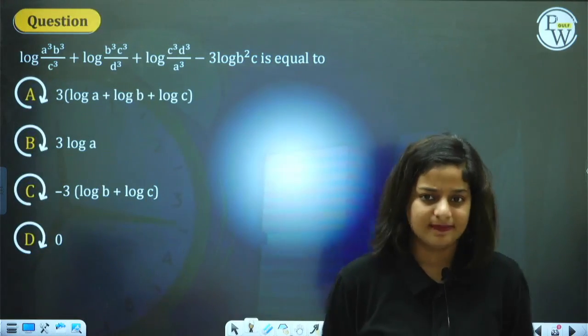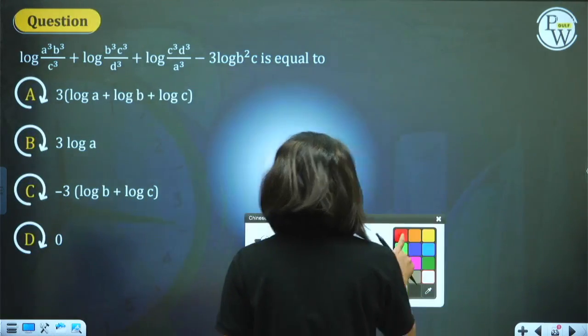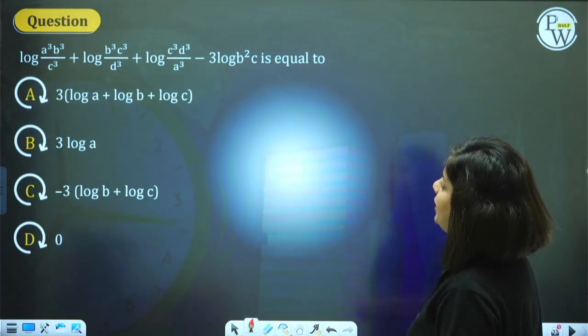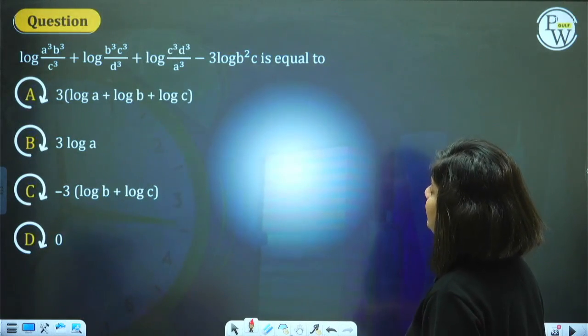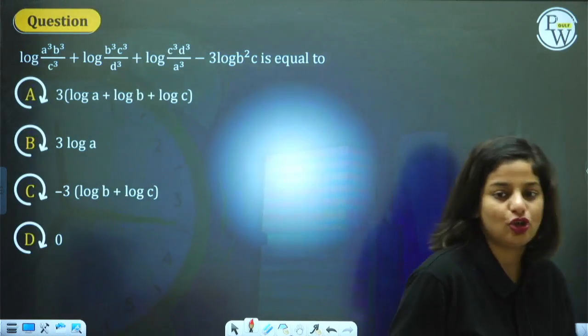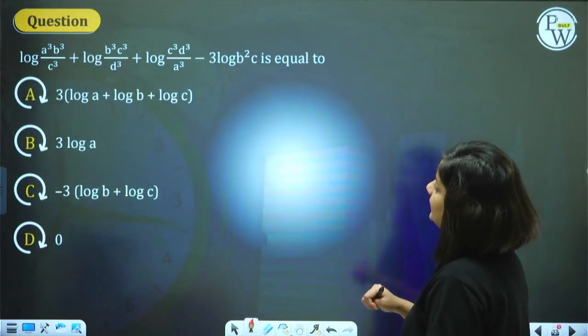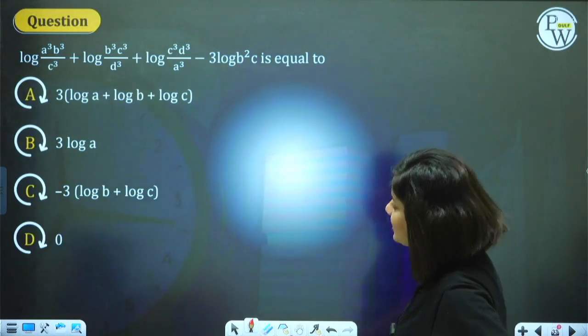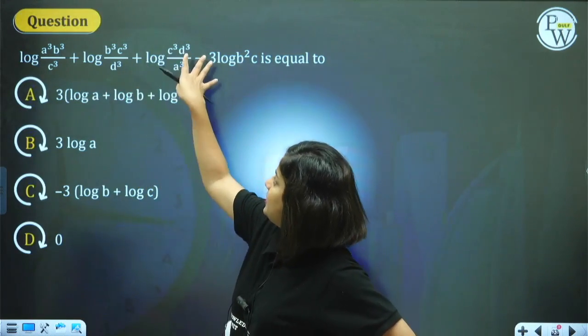Looks dangerous. No, it's not. Log of a cube b cube by c cube plus log of b cube c cube by d cube plus log of c cube d cube by a cube minus 3 log of b square c is equal to which option? Log something plus log something plus log something.